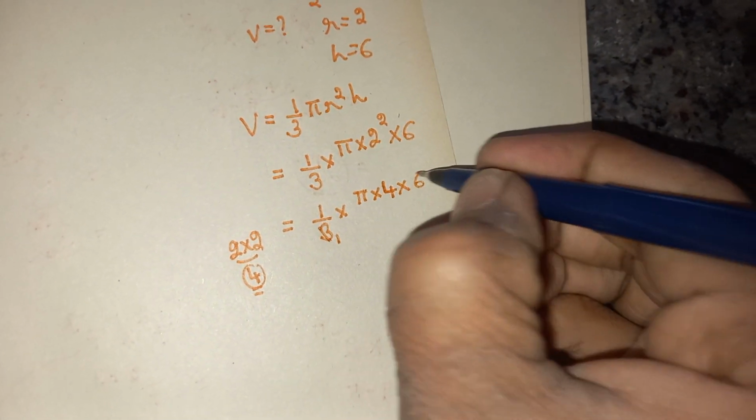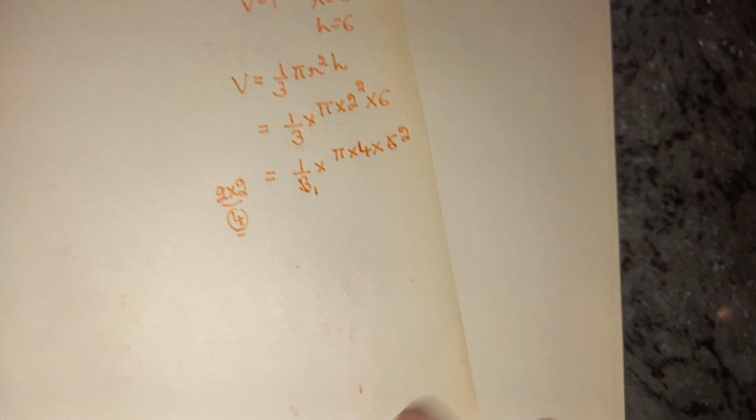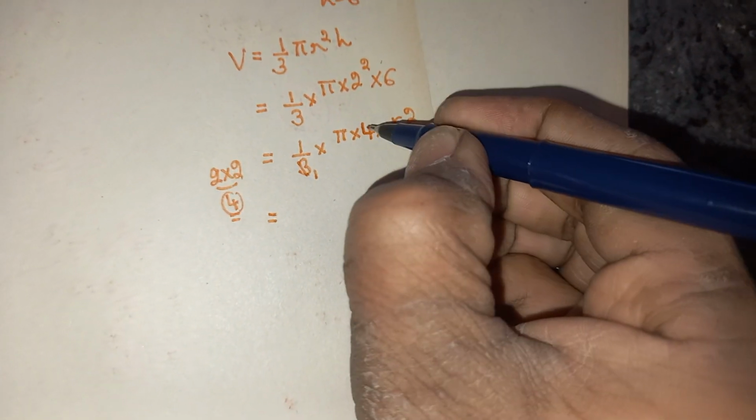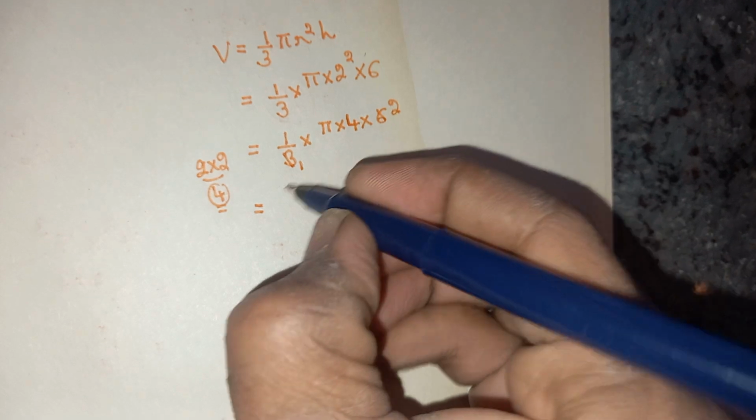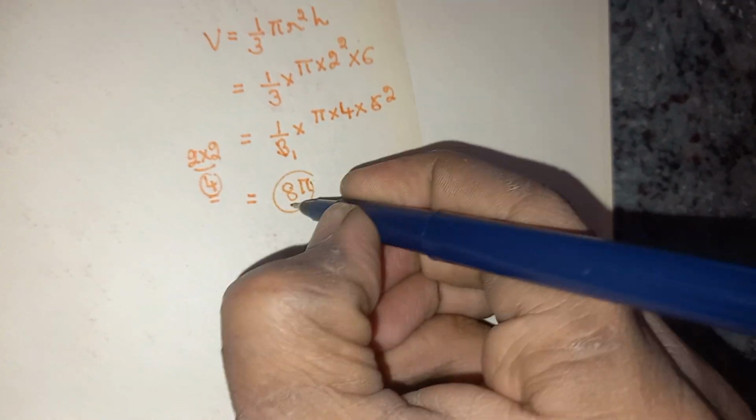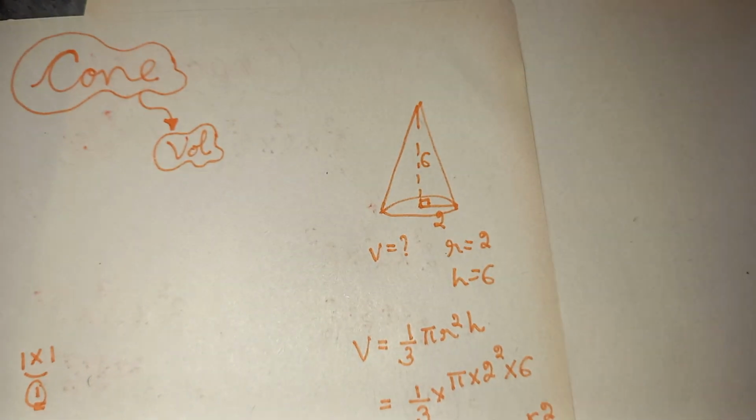That is 3 1 times, 3 2 times. Now you're going to get 2 times 4, which is 8. 8 times pi, 8 pi. 8 pi times 1 remains 8 pi cubic units, which is the volume of this cone.